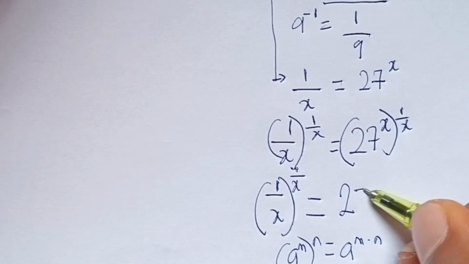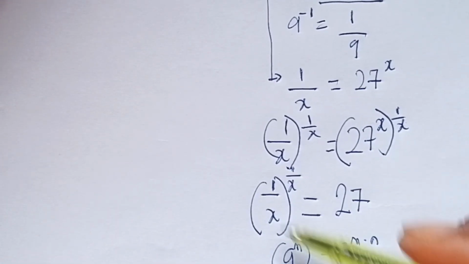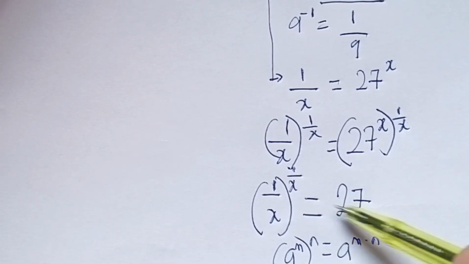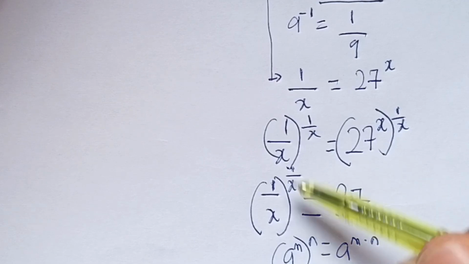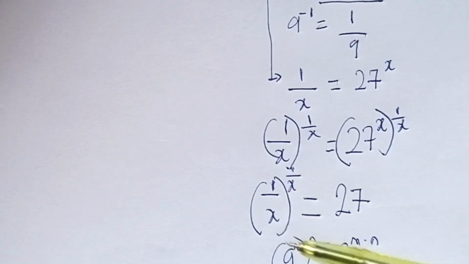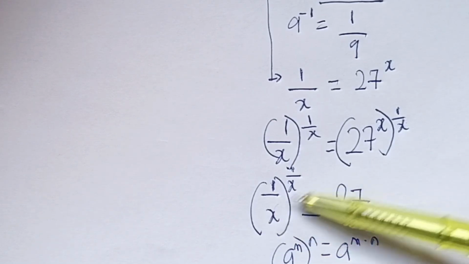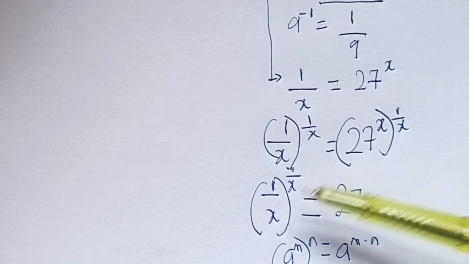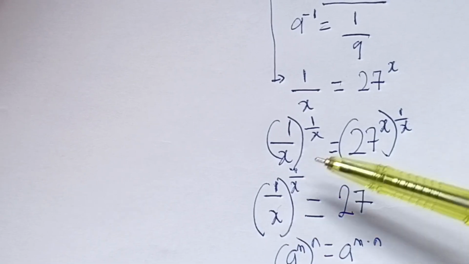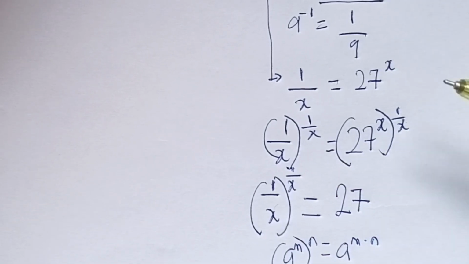Hence, we have 27 left here. Okay? So we have 1 over x raised to power 1 over x to be equal to 27. Now, this gives us a bit of confusion because this is in the form of x raised to power x. Okay? And x raised to power x is the format of the Lambert's formula. But we're not going to use that today.